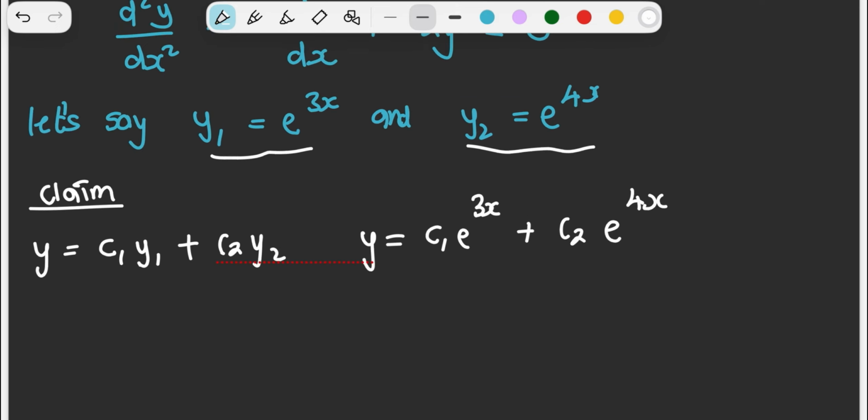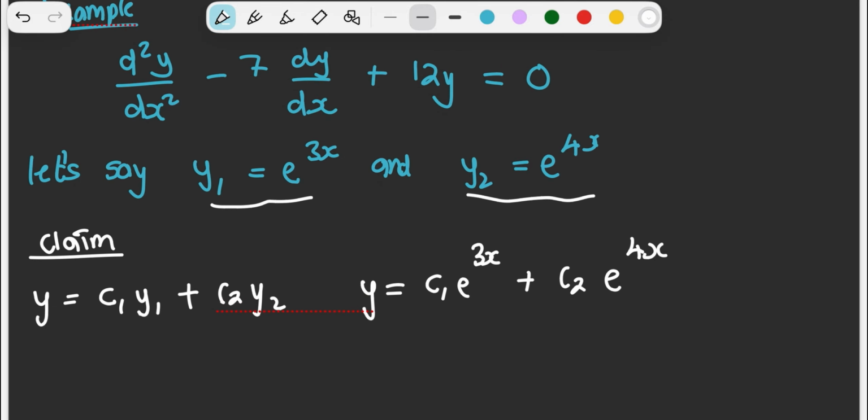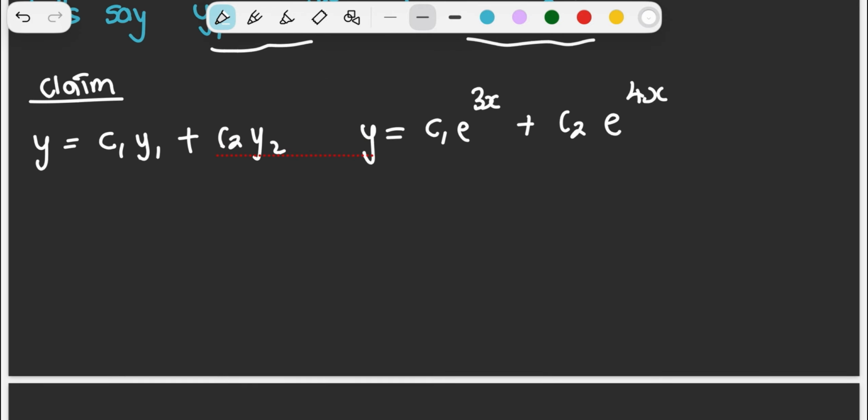So I want to prove that this is true. I just want to prove that it can obey this ODE over here. The first thing I can try to find is the value of dy/dx. You can easily differentiate this and realize that it's going to be 3c1 e^(3x) + 4c2 e^(4x).